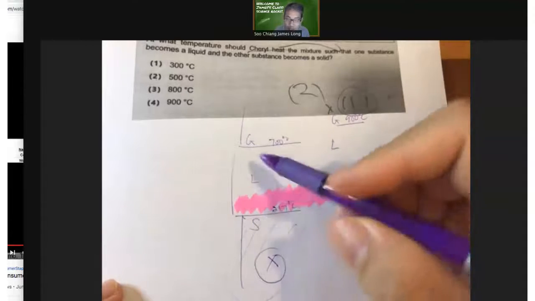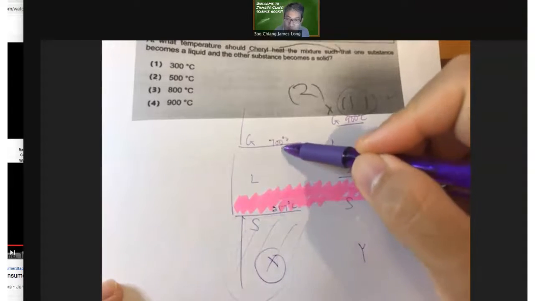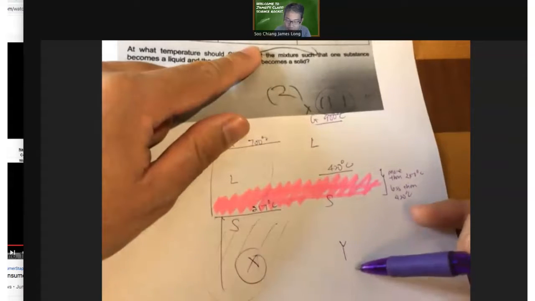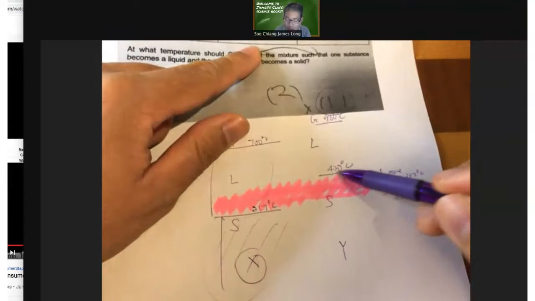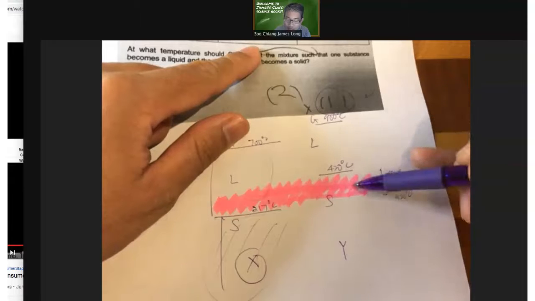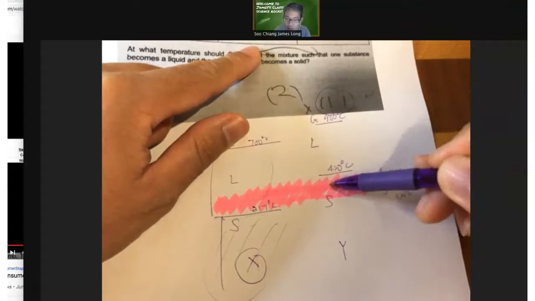Once the temperature that X is in rises to 217, it will start to melt into a liquid. And when the temperature increases to 700 degrees Celsius, this liquid X will turn into a gas. This is where it boils. How about Y? Y has a different melting point. So for substance Y, you need to increase the temperature all the way up to 420 degrees Celsius before it starts to melt into a liquid. Any temperature below this would mean that this substance Y remains as a solid.